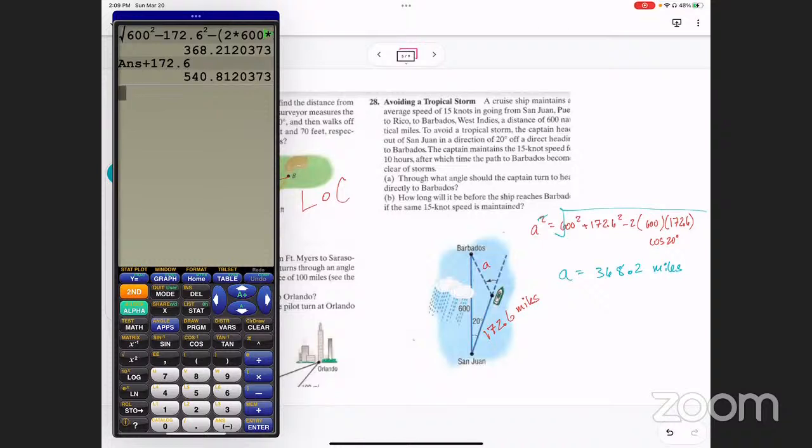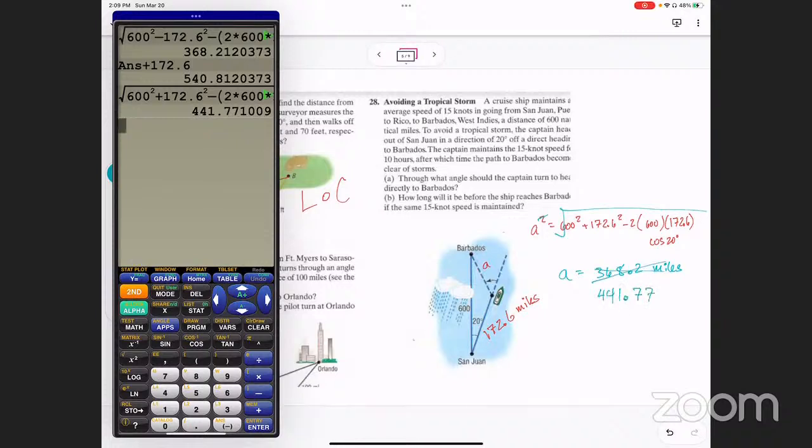Yes, we did. I put minus instead of plus. Look up at the top. Oh, yeah, so I knew something wasn't right. Let me fix that. I hit second enter, and then this should be a plus, not a minus. Didn't even notice that I had done that. There we go, that's a much better answer: 441.77. That's much more reasonable.